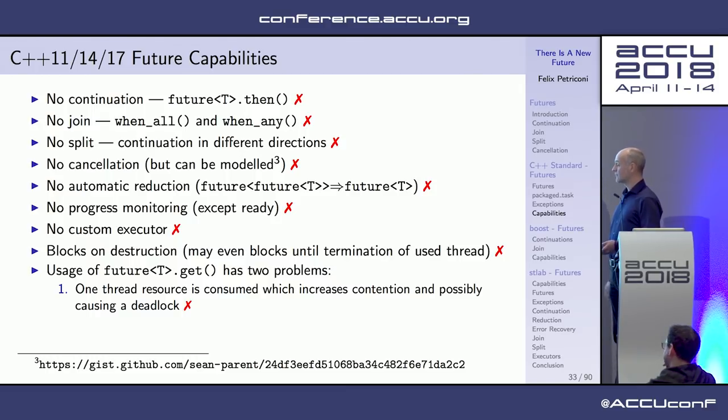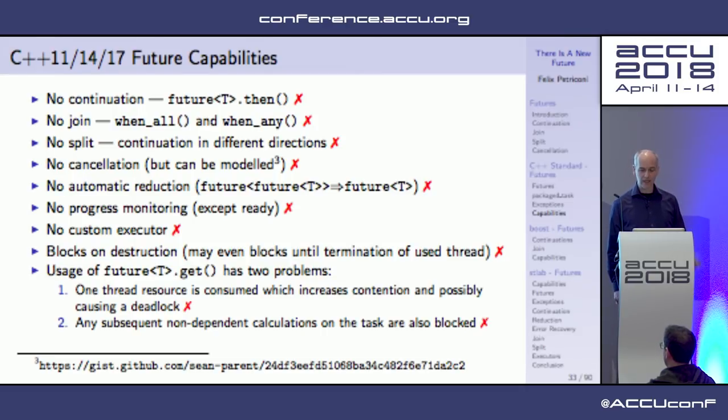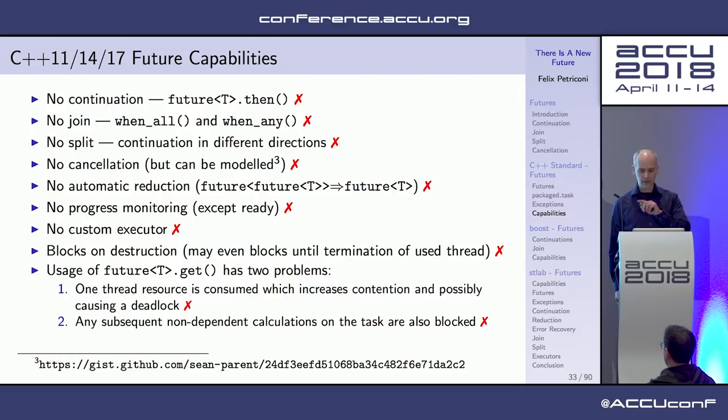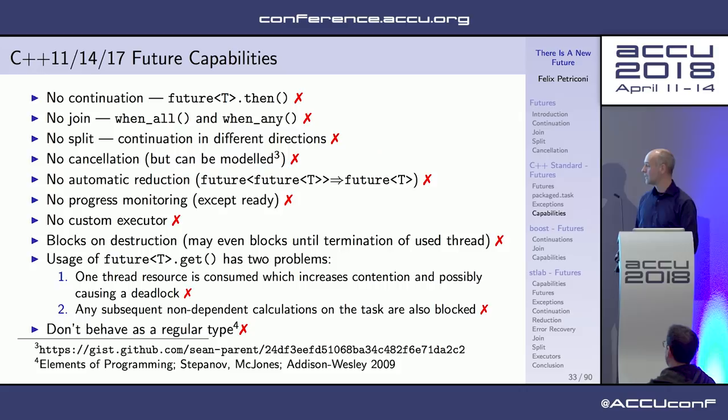And future.get has two problems. We already talked about this, and it's very easy to introduce deadlocks by this. Yes? What would it mean to have a split of the thing? Can we have shared futures? I'm coming to this a little bit later, okay? And as well, you're blocking everything which might come in there. And as well, futures don't behave as a regular type.